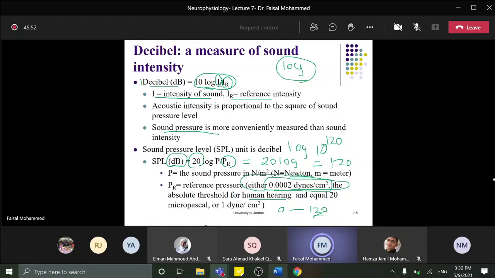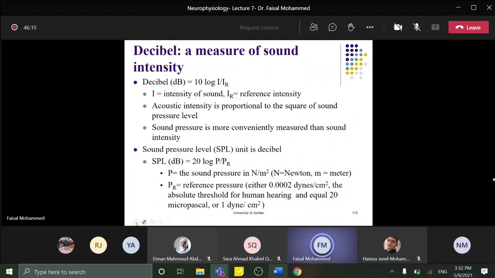When you talk about hearing range between 0 and 120, you are talking about the range between 0 and 10 to the power 120. So this is too much range, okay? So that's why we use the logarithmic scale.